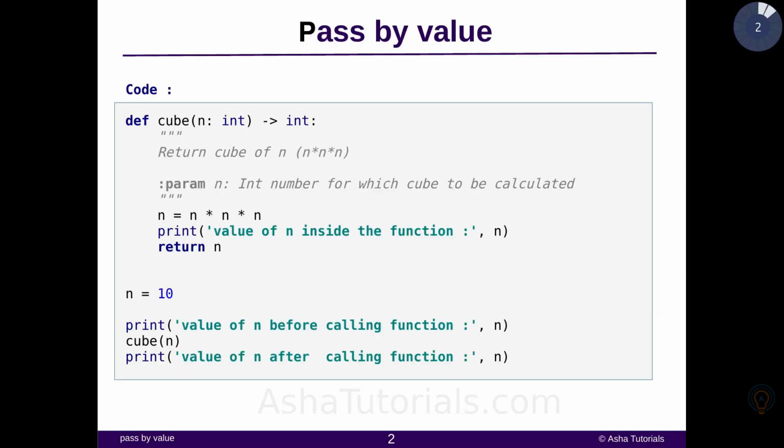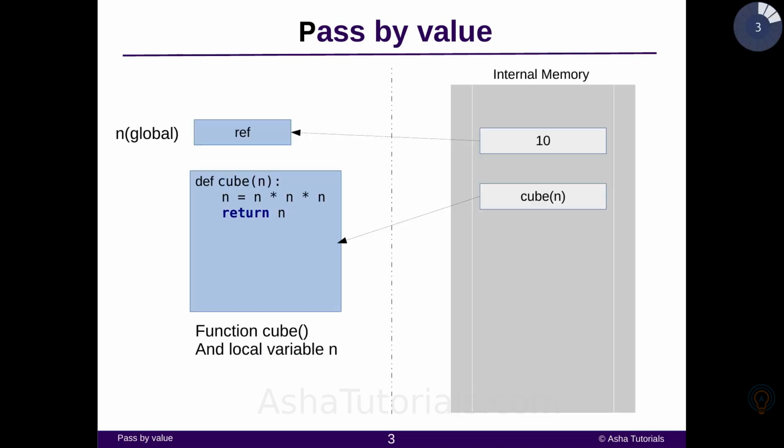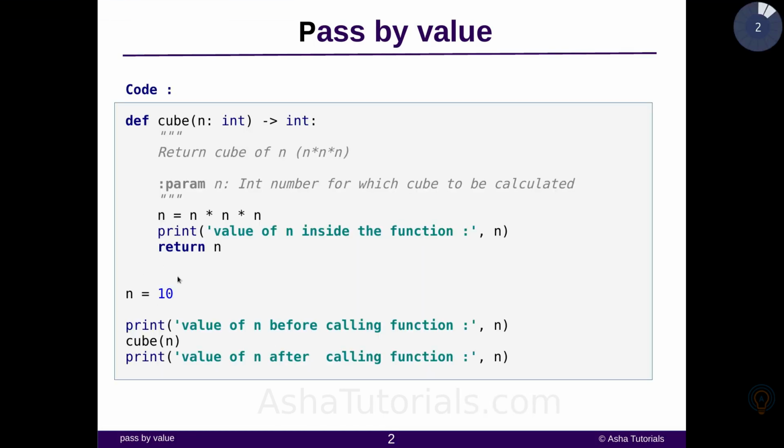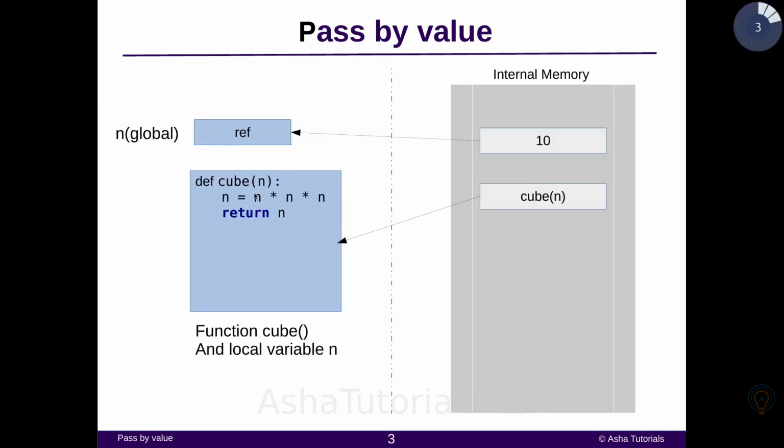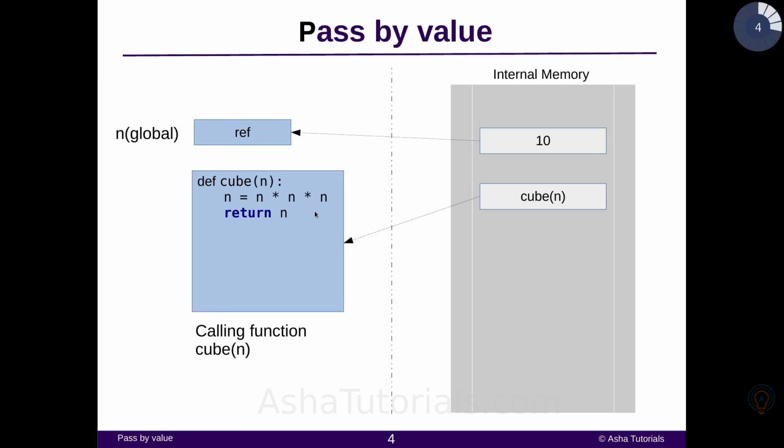Okay, so let's check out what happens internally in the memory for the first example, which is when we are passing in an immutable data type. So in this case, we are trying to modify the variable of immutable type. Okay, so as we can see, n is a global variable which is outside of the function, having value 10, which is passed to the cube method. Okay, so this is the execution sequence.